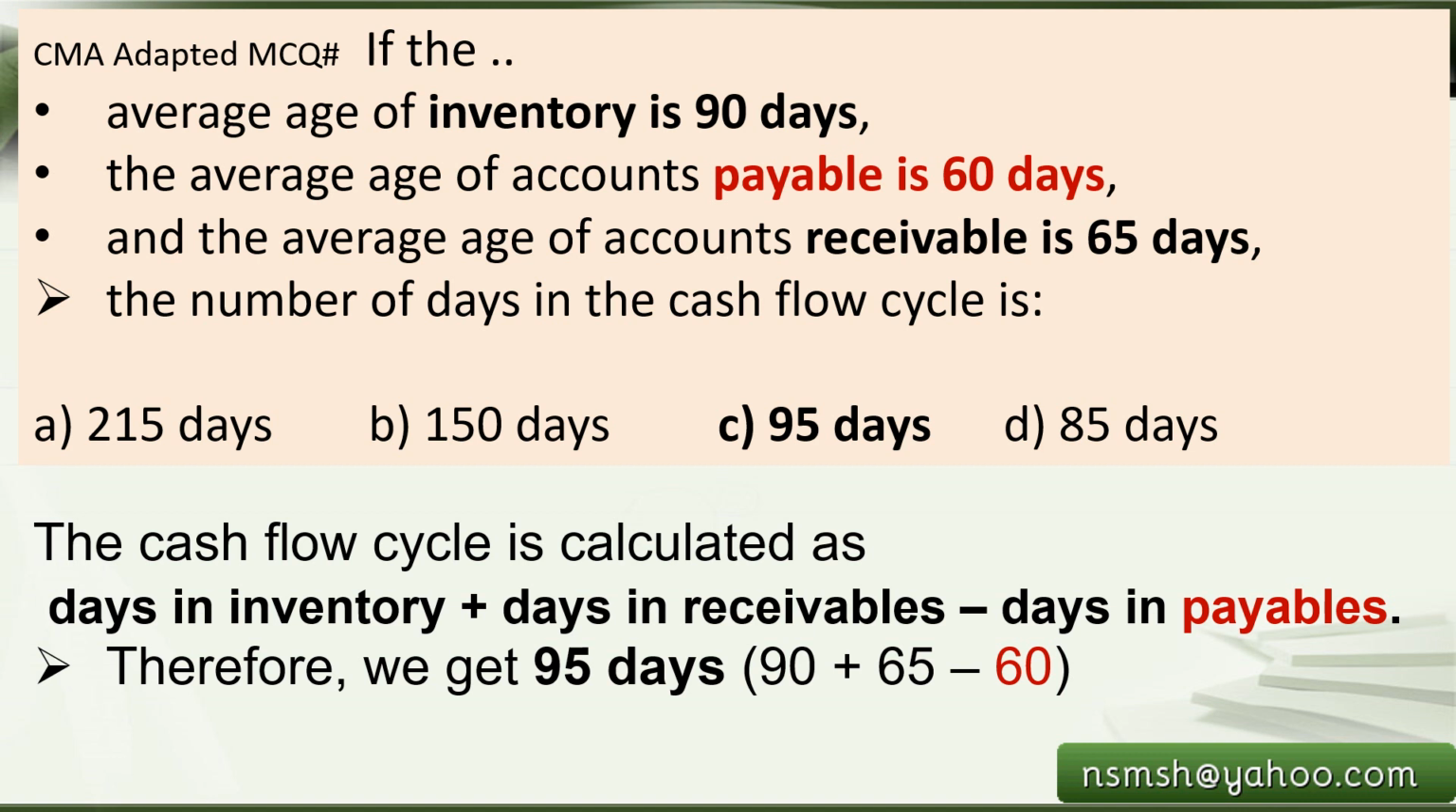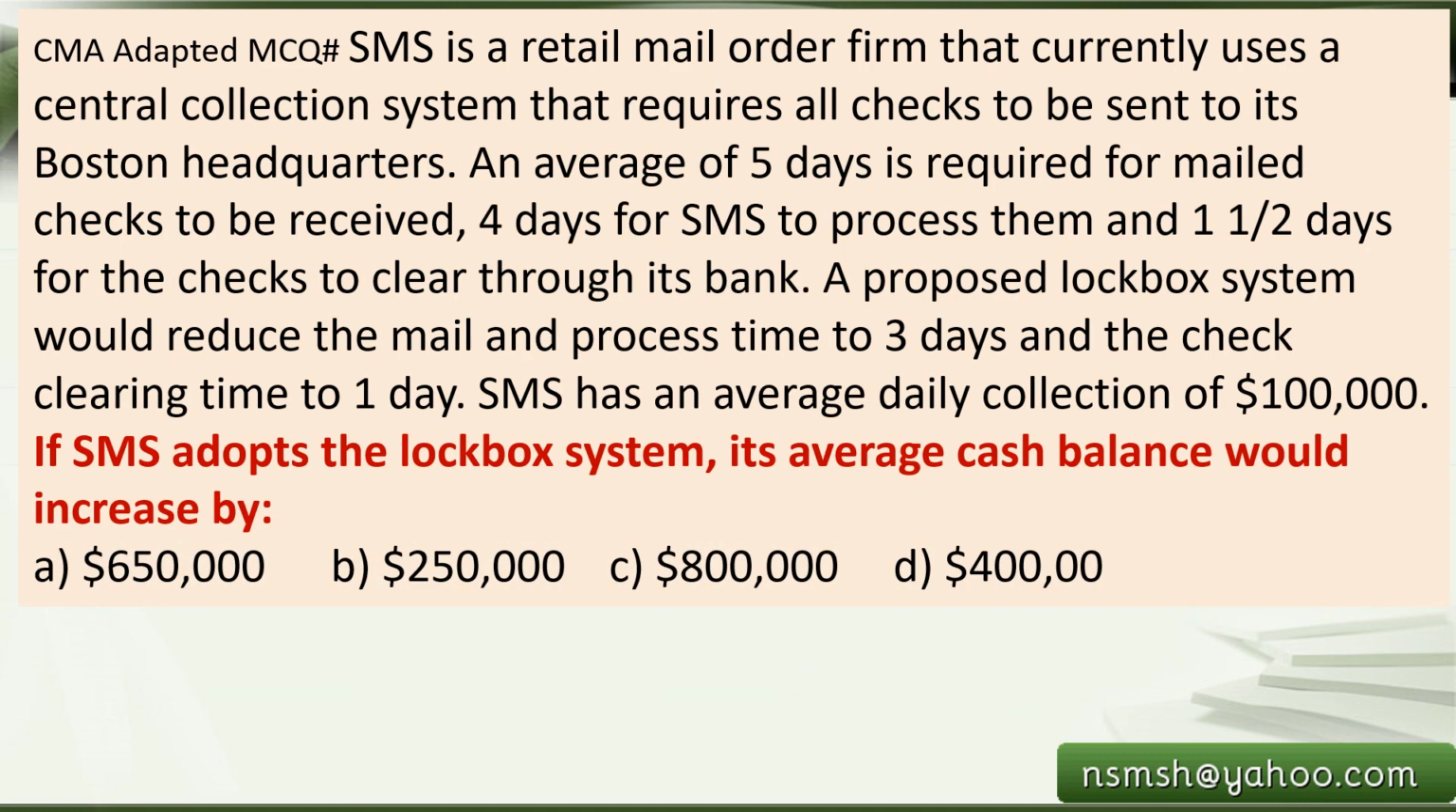The cash flow cycle is calculated as the days in inventory plus days in receivable, that is the operating cycle, minus the days in payables. So all these three things are given. By replacing them, we get 90 days, that is inventory days, and 65 days, that is in accounts receivable, minus the 60 days, that is in accounts payable. So we get 95 days, that is the cash cycle. Next question.